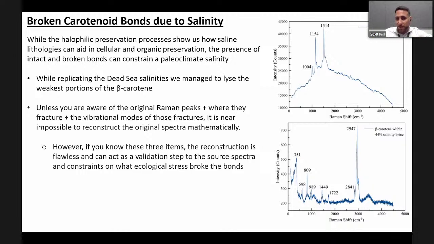So it's something that you both get a paleoclimate constraint. So I know that at 46 or 44% salinity, this happens to beta carotene. So not only do I get a kind of salinity max for what the Raman signature is showing me, if I was to ever see these broken bonds, or at least these moderate to major peaks, I would know that we're talking about a broken set of carotenoids at these salinities. So a very specific example, but still very useful.